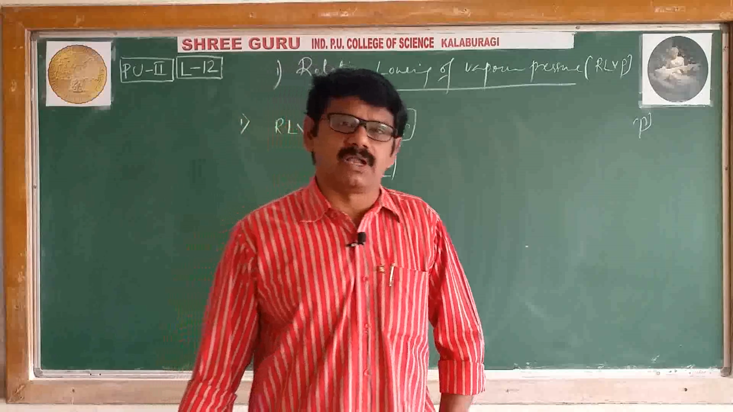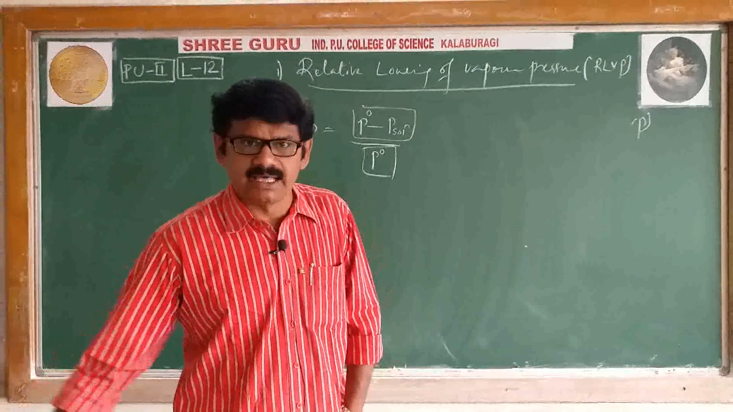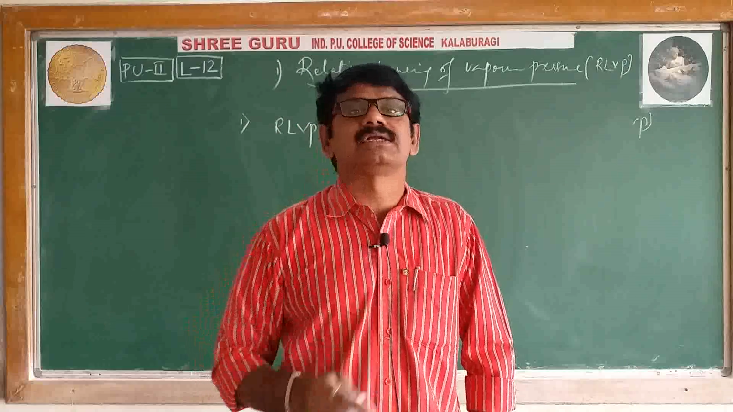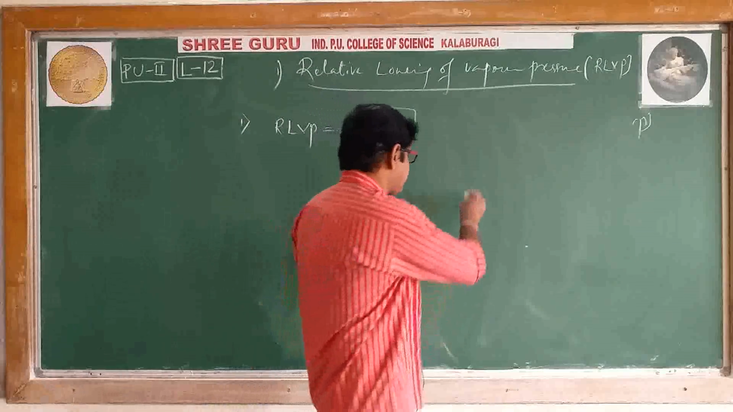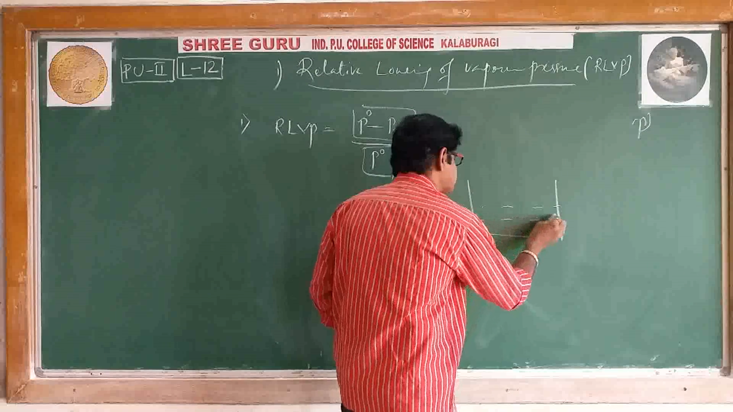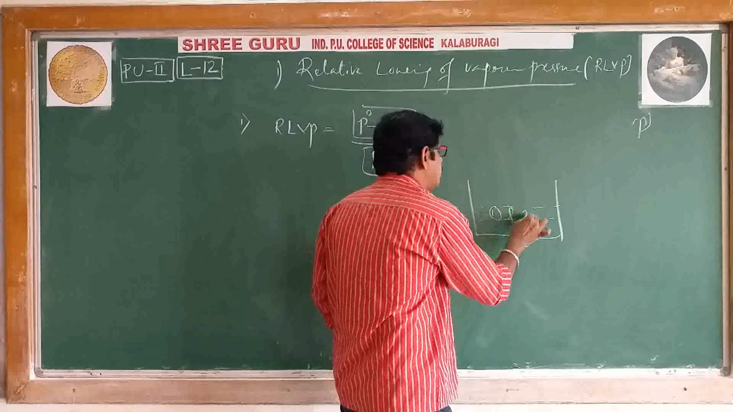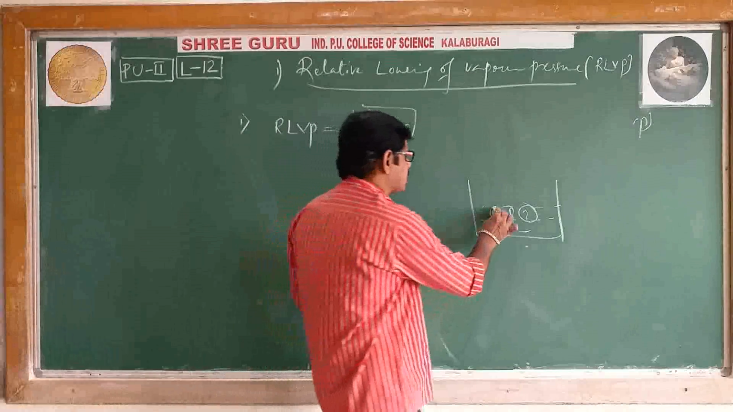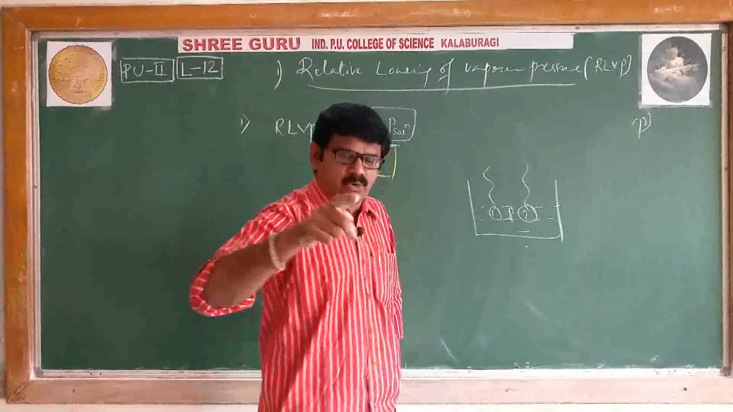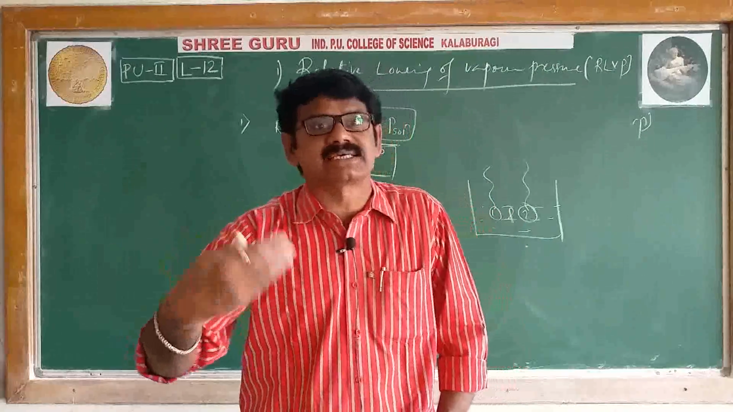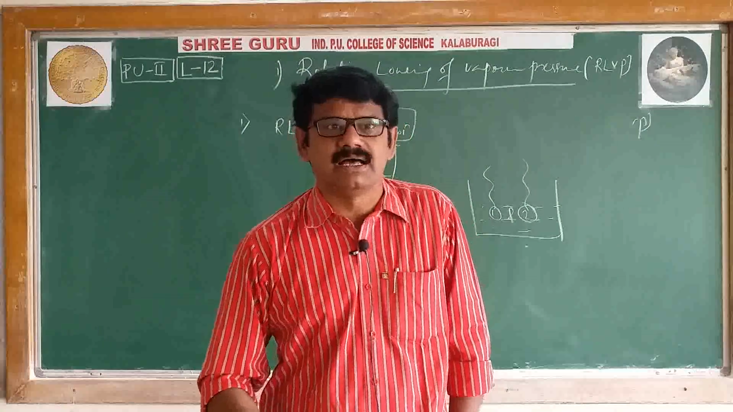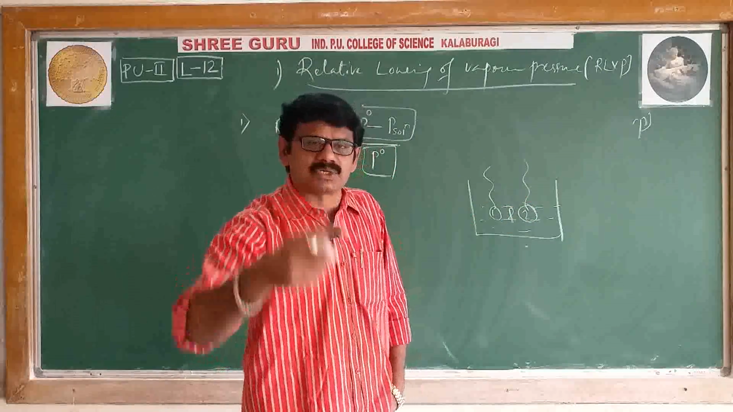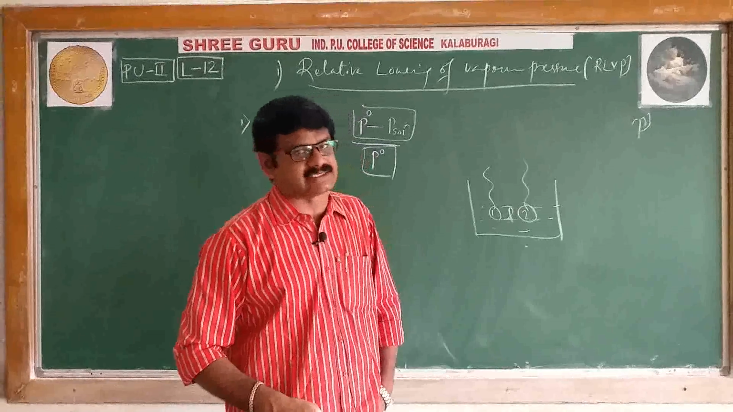Then next, in this concept, one important thing we have to learn, that is Raoult's law. Already we have learned Raoult's law previously, for volatile components. See here carefully, it is a solution, a mixture. Here component 1 is there and component 2 is there. Both are volatile. When both are volatile components, how Raoult's law is explained is already known to you from our previous classes.